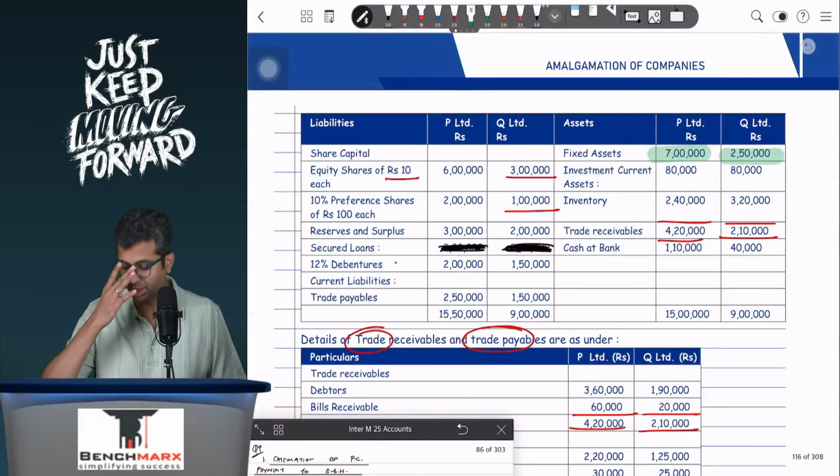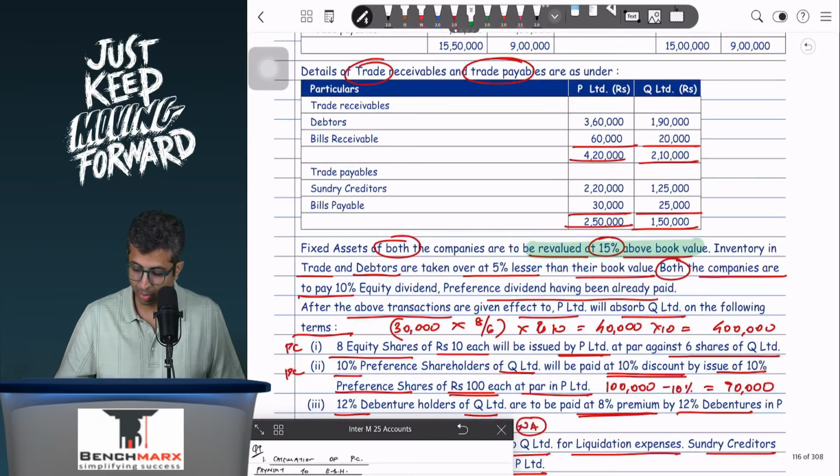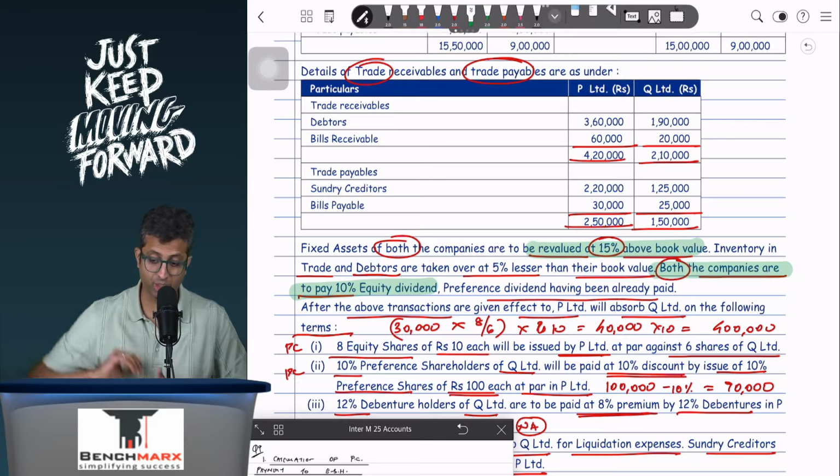Second, even P will pay dividend. Q will pay for sure, and P will also pay dividend. Both the companies are to pay 10% equity dividend. Preference dividend is already paid. Inventory and debtors are to be taken over at 5% lesser.